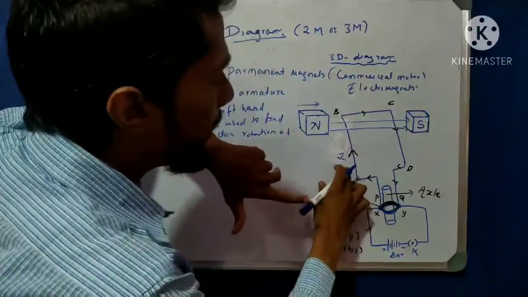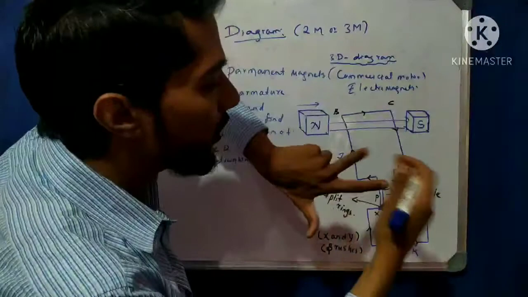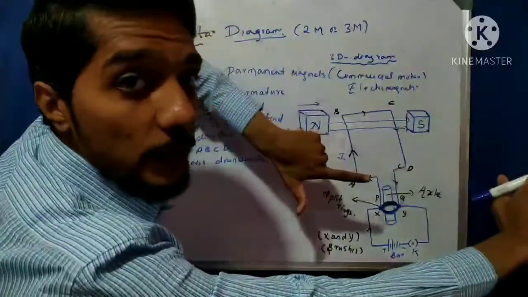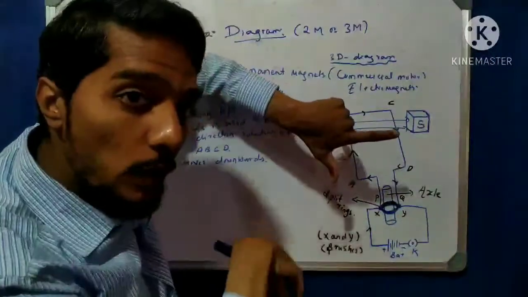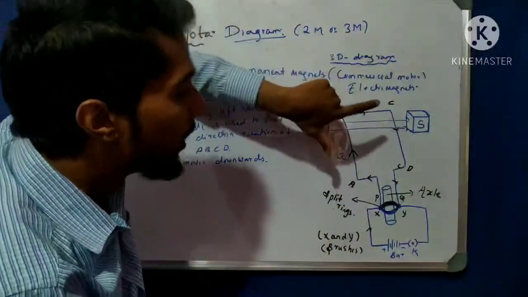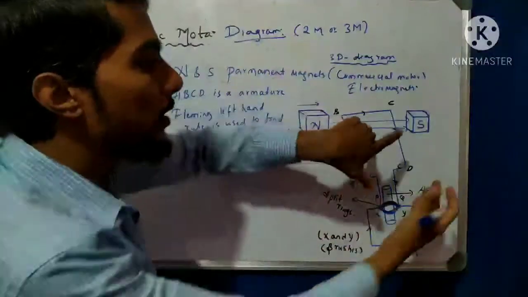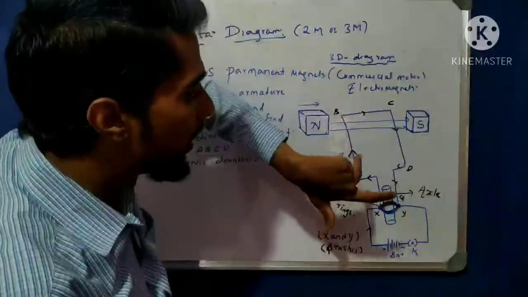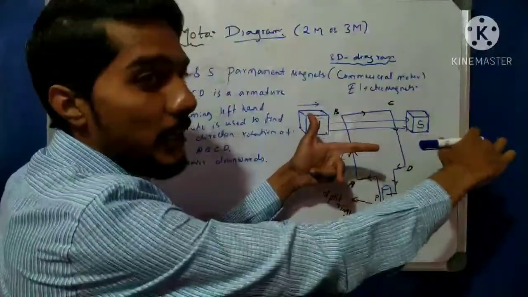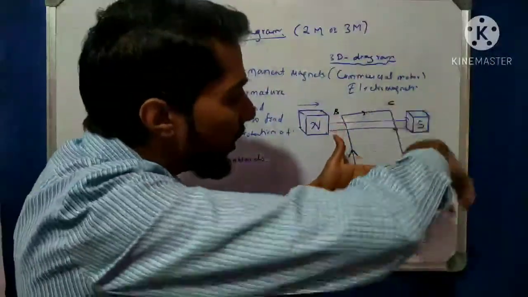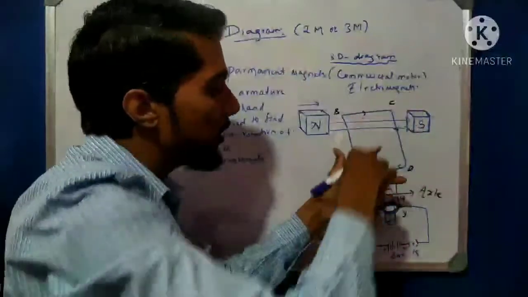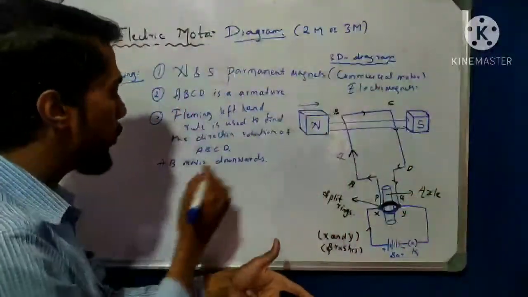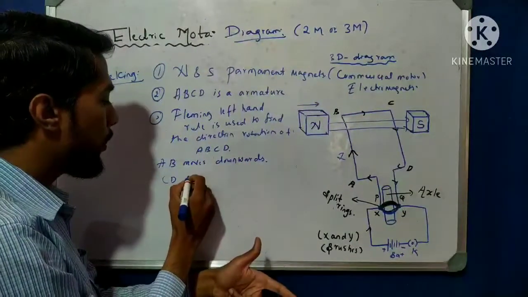First compare AB. The AB current is in this direction, and the magnetic field in this direction. So the thumb indicates downward, meaning AB moves downward. So when AB moves downward, CD automatically moves upward. For CD, the magnetic field is N to S and the current is in this direction, outward, from C to D. So CD moves upward.